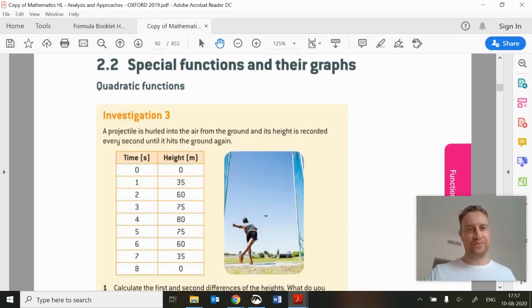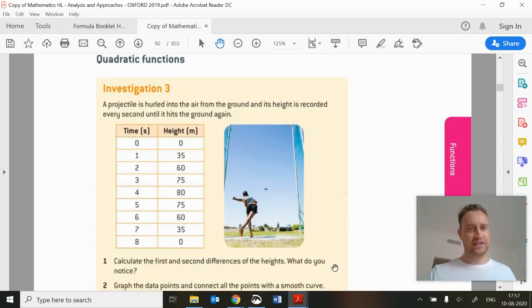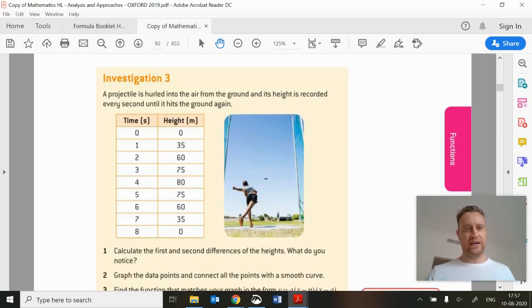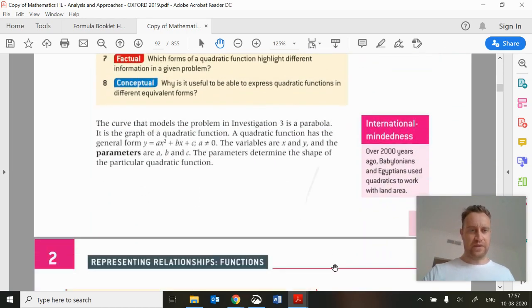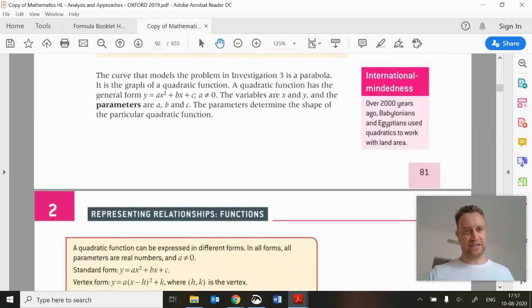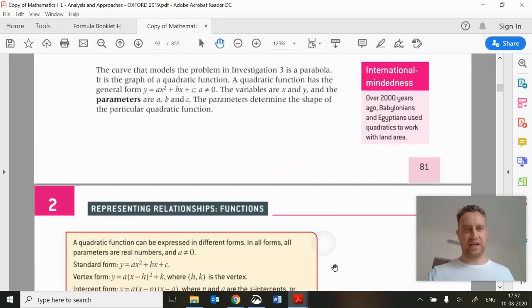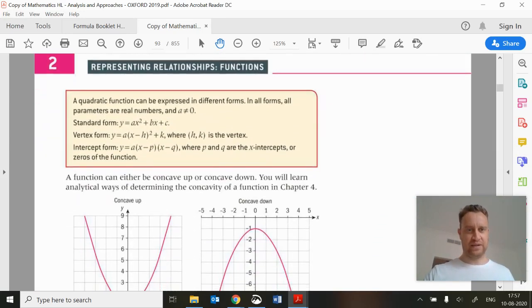This starts off with special functions in their graphs. This starts off with an investigation. You know, these investigations are good and they should be getting you thinking about potential directions to shoot off in for your IA, for your internal assessment. I'm not going to do that right now, though. I'm not even going to do this, about parameters A, B, and C, though I'm kind of going to go into that.